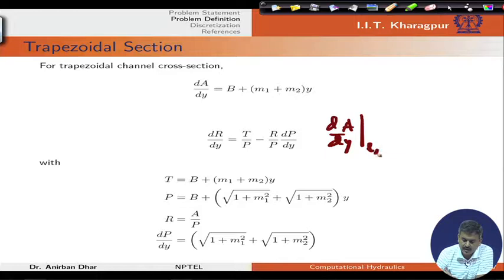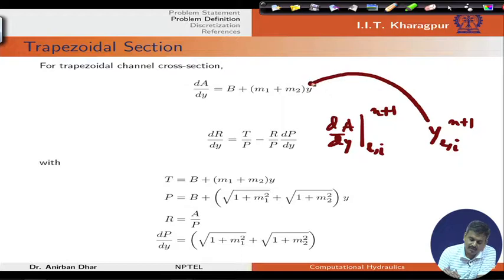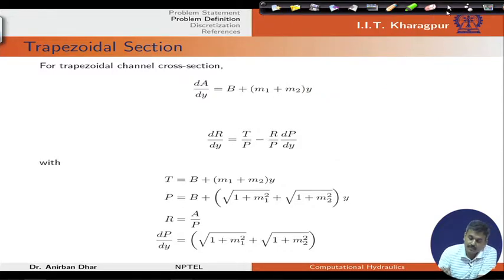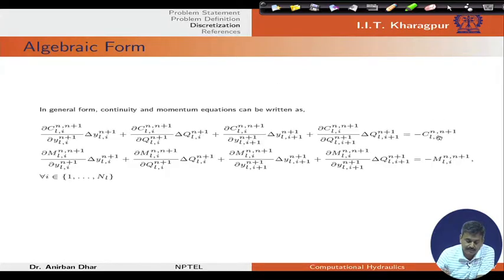at l I n plus 1 means I should calculate this term with y l I n plus 1. So, I can directly use the value here and I can get the derivative term. Similarly, for others we can calculate the values. Now, this is the algebraic form.